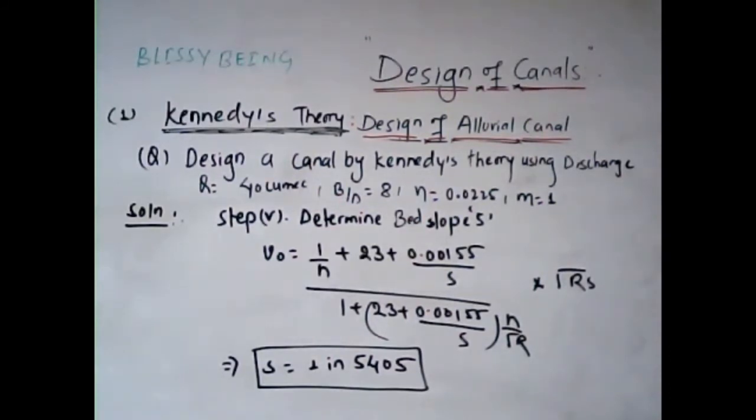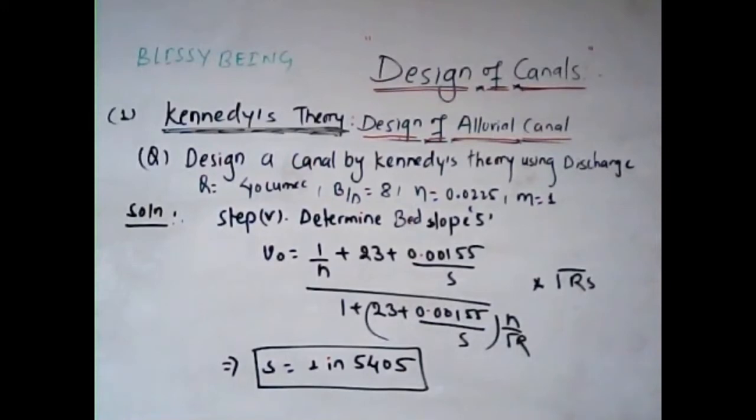In which we have already determined the critical velocity ratio V0. We have determined the hydraulic radius R. Likewise, we have determined all the necessary parameters, and Kutter's coefficient is given. So the only unknown is the bed slope of the canal.